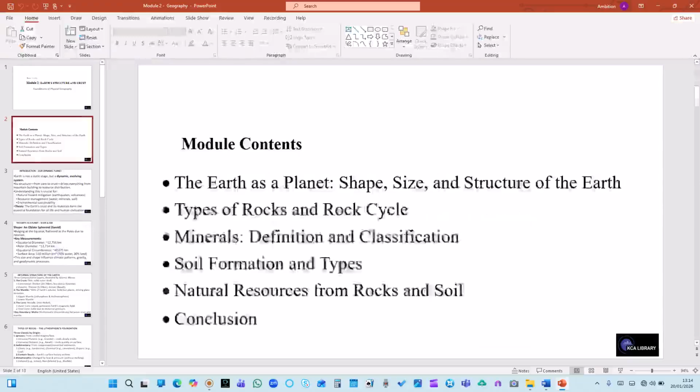The module content that we shall be looking at here includes the Earth as a planet, that is the shape, size and structure of the Earth; types of rock and the rock cycle; minerals, that is definition and classification of minerals; soils, formation and types; and natural resources from rock and soil, before we draw our conclusion.